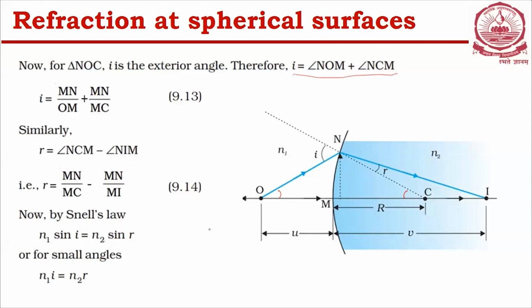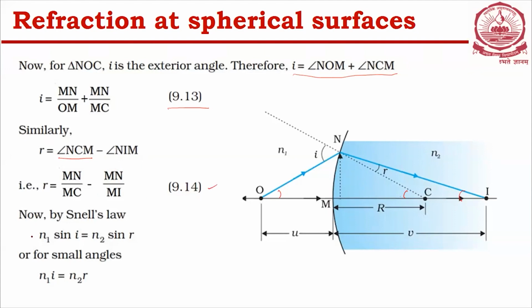You already know what NOM and NCM are, so I am substituting them in equation 9.13. Similarly, if I take r, how do we write r? I can write r as angle NCM minus angle NIM. Why am I writing this? Because angle NCM is equal to the sum of r plus angle NIM. So I can write r is equal to this angle minus this angle. Okay, this is the second equation, and from this I am getting this.